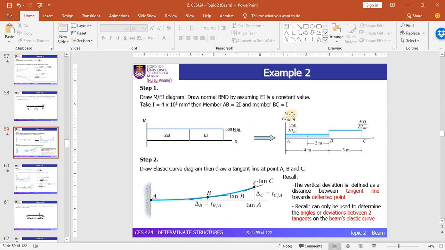Okay, so by dividing the moment value by this value of 2 EI, this 500 becomes 250 divided by EI. Meanwhile, for section B to C, 500 divided by EI, so the shape remained the same. So you can see that the shape of AB has changed from the bending moment diagram to the M/EI diagram. I hope that you can figure out this change.